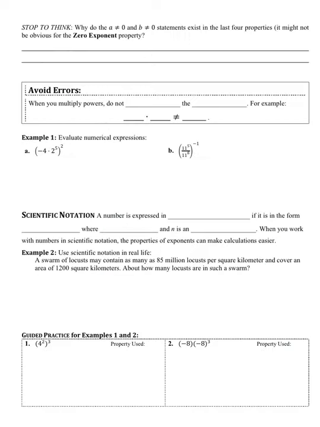Okay. Before we move on, what do the a is not equal 0 and b not equal 0 statements, why do they exist in the last four properties? And we did mention that. We just said you cannot have 0 in a denominator. A denominator of a fraction. That's always a big no-no. So the bottom of the fraction. And then we also have the 0 exponent. You can't have a 0 in the base of an exponent.